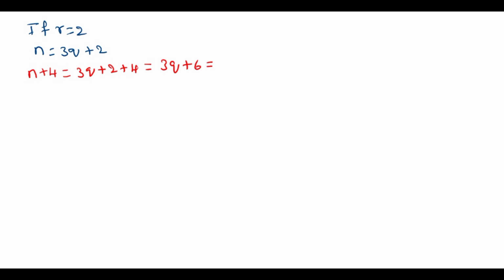Now if you take 3 common from them, you get 3 into q plus 2, right? Because 3 into 3q, and 3 into 2, 3 twos are 6. So it is a multiple of 3. You can observe here, this is a multiple of 3. Therefore this is divisible by 3.